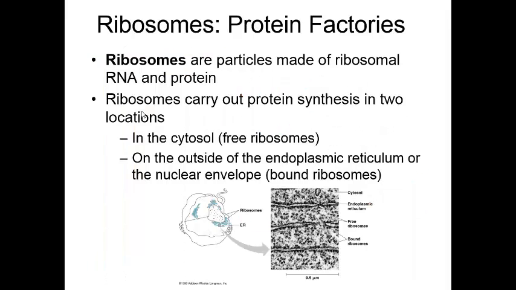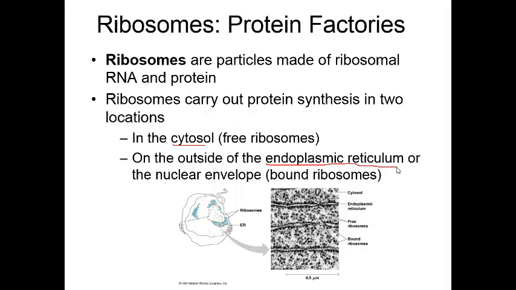The DNA contains the blueprints for the creation of all the proteins within the cell. The proteins are actually made at organelles called ribosomes. Ribosomes are the organelles responsible for carrying out the process of protein synthesis. There are two types of ribosomes. You have free ribosomes and you have bound ribosomes. Free ribosomes will be found in the cytosol, whereas bound ribosomes are attached to the rough endoplasmic reticulum.